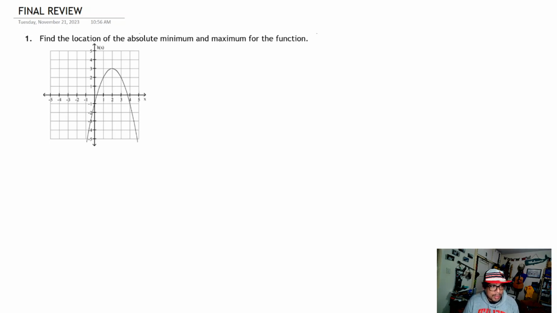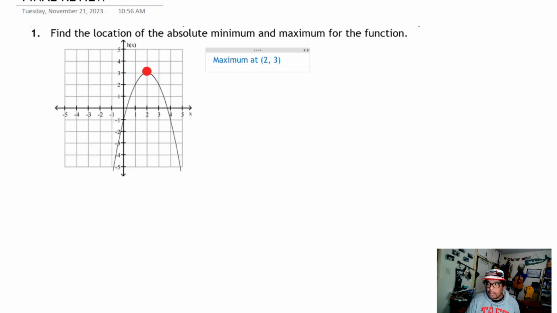So the problem here says to locate the absolute minimum and the absolute maximum of the function. We can see that right about here, we have the maximum of our function, and you should be pretty familiar with that from your work with algebra. This is just, well, it looks like it's just a parabola. So that's our maximum over there. We would say that our maximum is at the coordinate (2, 3), and we could also say that our maximum is 3.